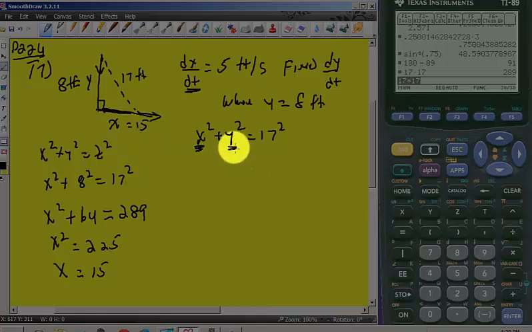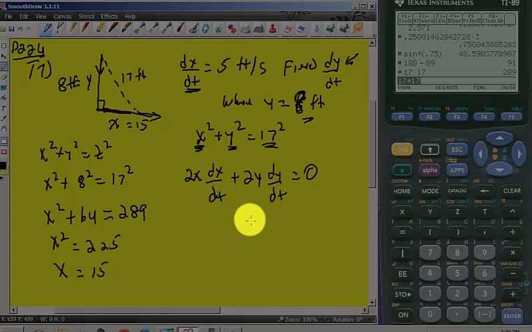Now when I take the derivative of this, I haven't taken it yet, but when I take the derivative, I'm going to get dy/dt. Well, that's okay because I'm trying to find that. And I need to know what y is, and that's okay because I have that. That's 8. Okay? And so let's go ahead and do it. So I have 2x dx/dt plus 2y dy/dt is equal to the derivative of that constant, which is 0 since it's a constant.